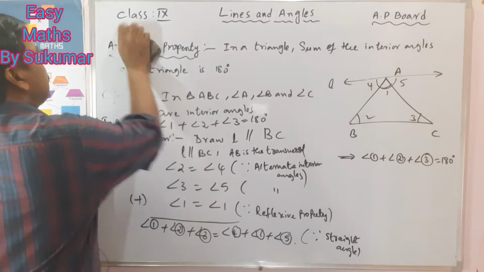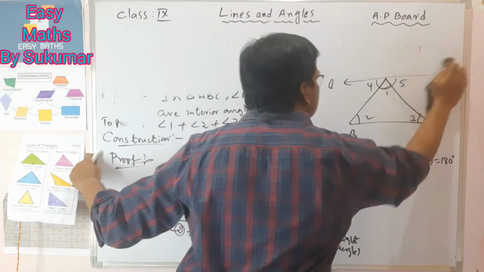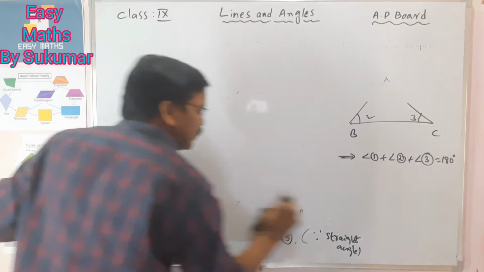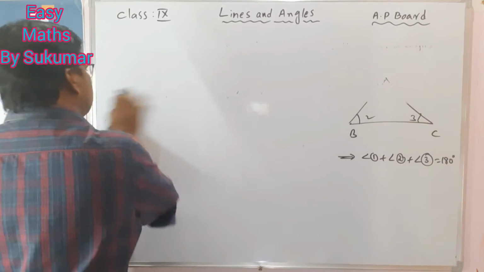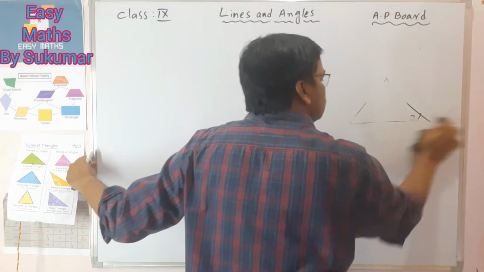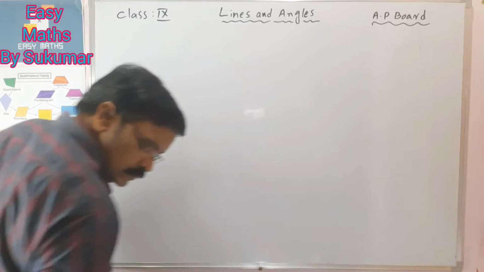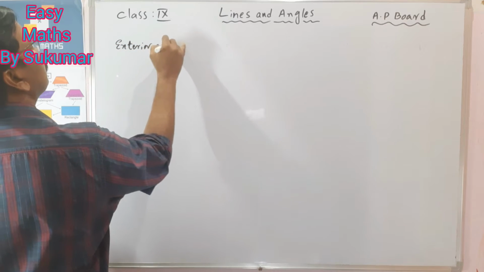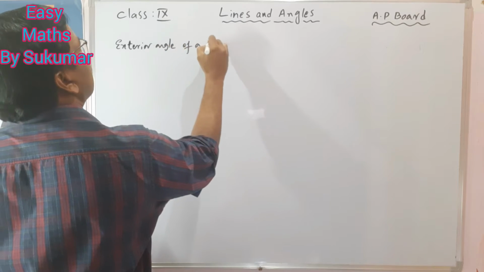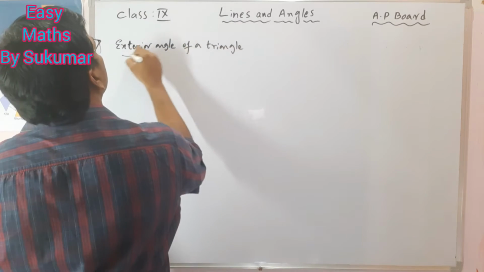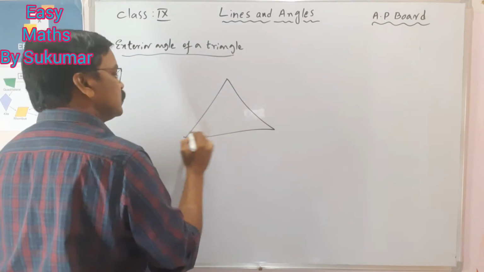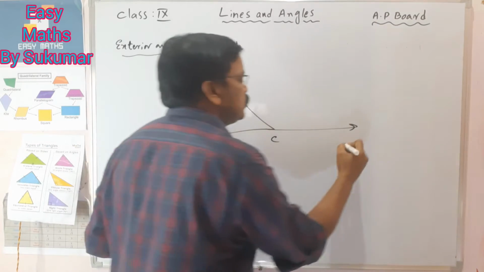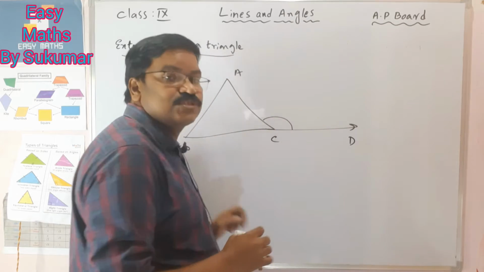Our next topic is the exterior angle of a triangle. What is an exterior angle? How many exterior angles can you draw to a triangle in order? Look here, take a triangle. Let this triangle be ABC. Just produce this side BC to D. So this angle is called an exterior angle.